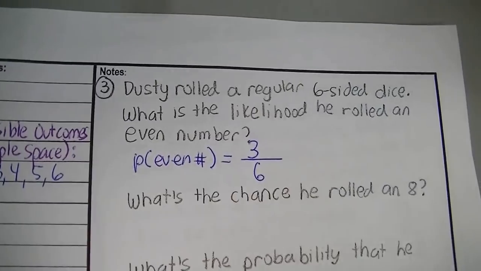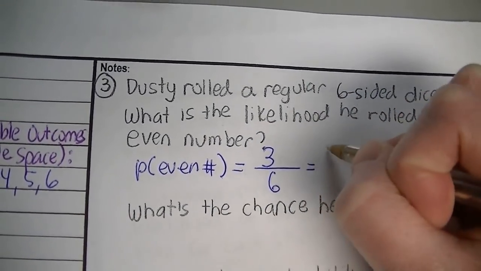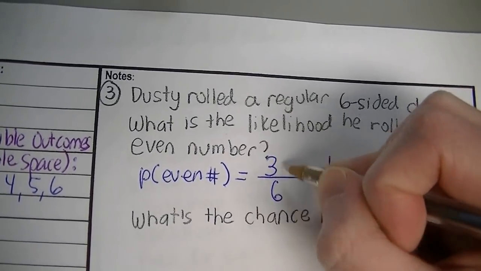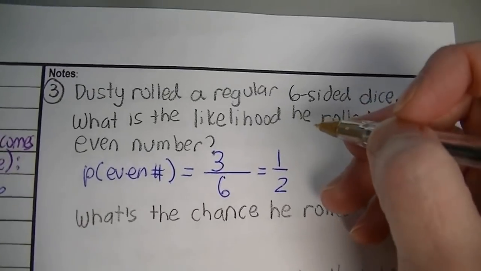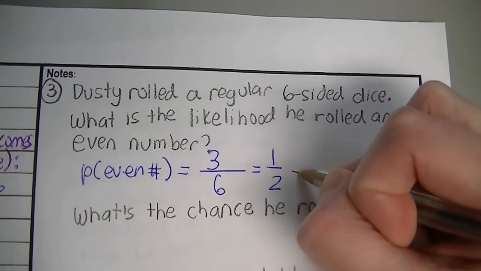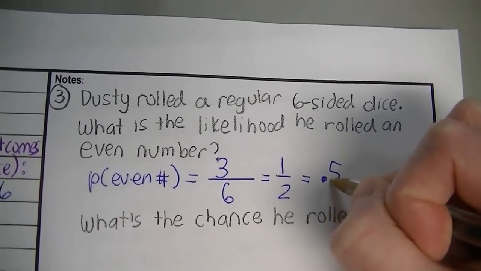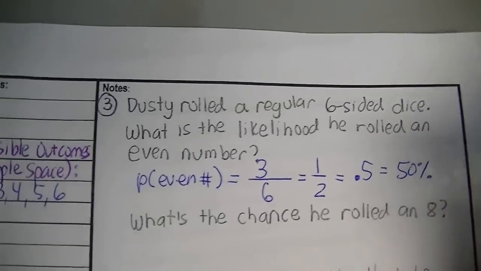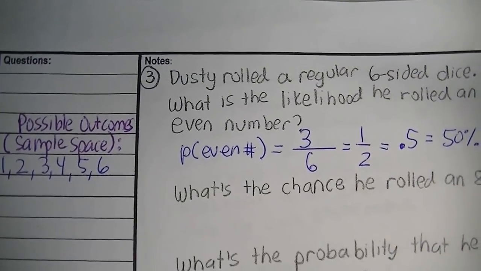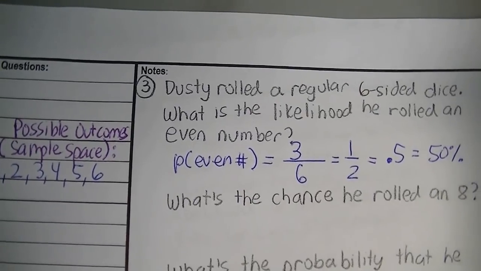I also want you to know that 3/6, another way we can write that if we simplify it, would be 1/2, because I divided by 3 to keep it as a fraction in its most simplified form. Now as a decimal, 1 divided by 2 or 3 divided by 6 gives you 5/10 or 50/100, and that turns into 50%. So him landing on an even number has an equally likely chance of happening. It's an equally likely event.